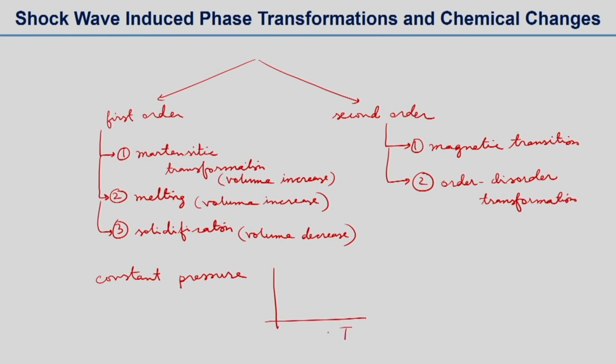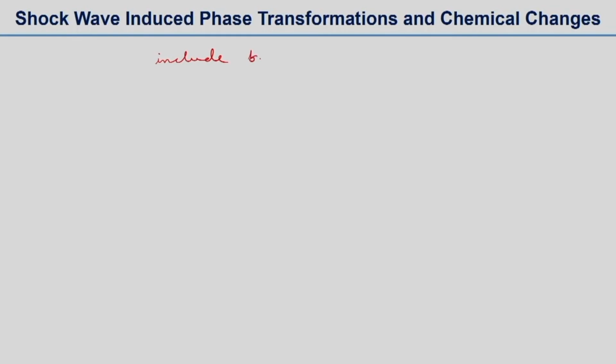Then we have the temperature on the x-axis and G on the y-axis. That will give constant pressure curves, and that way also we can determine the phase stability. If it is a constant temperature curve, we have pressure on the x-axis, and if it is a constant pressure curve, we have temperature on the x-axis. But as we know, the Gibbs free energy is a function of both pressure and temperature. So if you want to involve both, we can include both P and T.